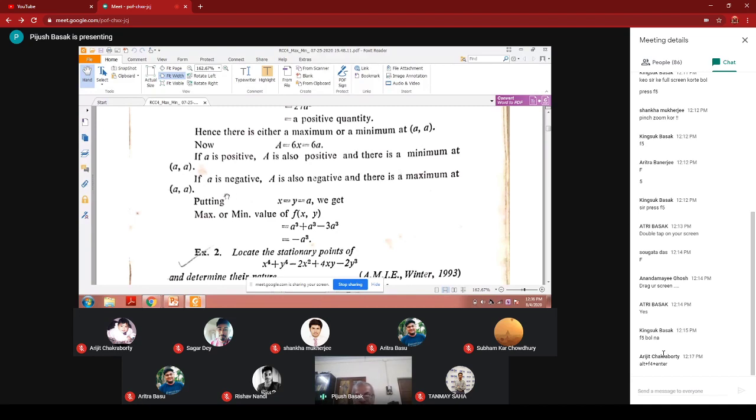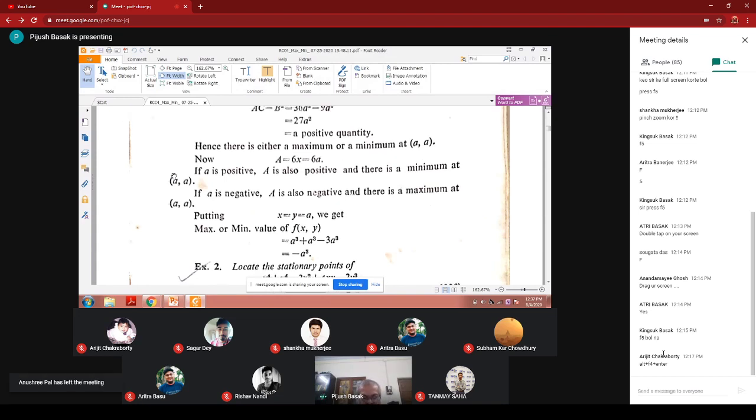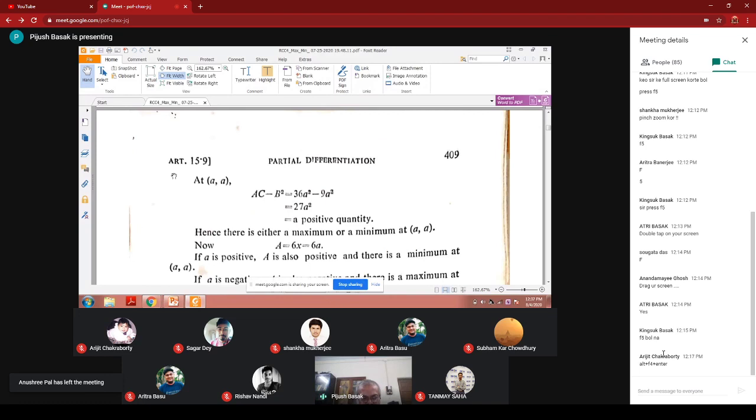If a is positive, there is a minimum; if a is negative, then there is a maximum at (a, a). Because the problem contains a, there is no specific figure. So it depends on a. Suppose a is 2, then I can decide right now. If a is 2, that means positive, and there is a minimum at the point (2, 2). All will be decided if we know the value of a. But it is not given in this problem. So specifically, we cannot say it is a maximum at that point.